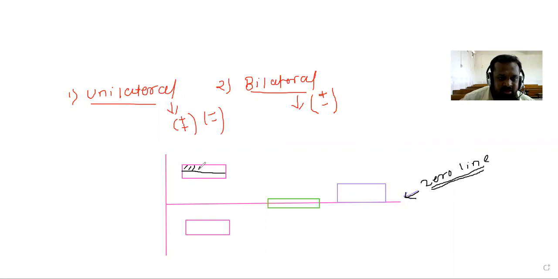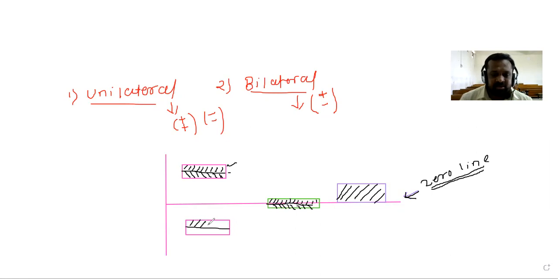Suppose this is the upper limit and this is the lower limit. This is the upper side limit and this is the lower side. This is only the upper side. Then see, this is the zero line. Above the zero line there is also one limit. See, this is the upper limit, above the zero line. And again, this is another one. I'm going to draw it like this.